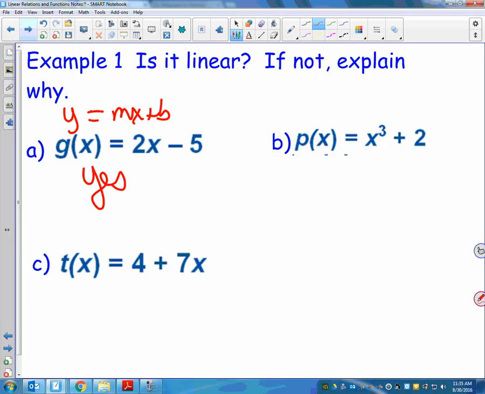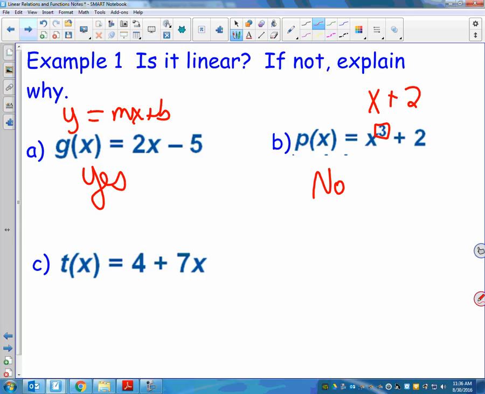What about B? If you had to explain in words why not, what would you say? No, because it's not in slope-intercept form. Yes? What would you say? You can add 2 to x, right? Like over here, we're adding 5 to 2x. That's allowed. Mackenzie? This exponent right here. That's the really big thing there. It's not in slope-intercept form because of the exponent. That's another way of saying it. But if that was just x plus 2, that would have been linear.